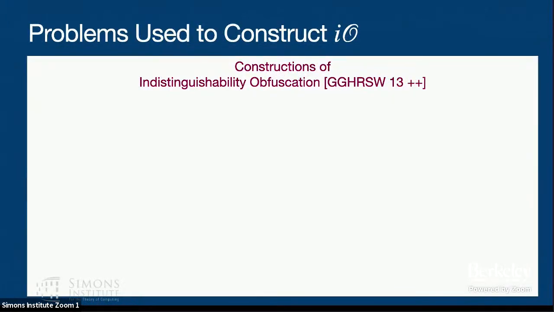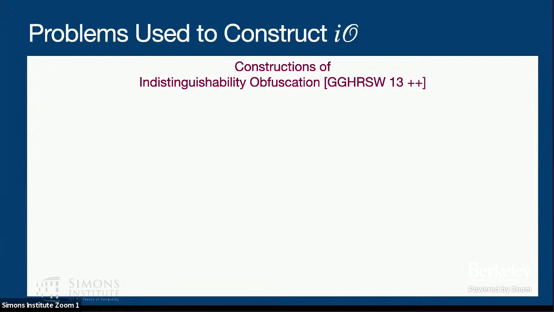And here too, there has been lots and lots of work. The first construction came only in 2013, which is a candidate construction. And since then, there have been many, many constructions, new proposals, new conjectures, and the security is based on those conjectures, and then there are cycles of breaks and repair. So this has really seen a lot of work.